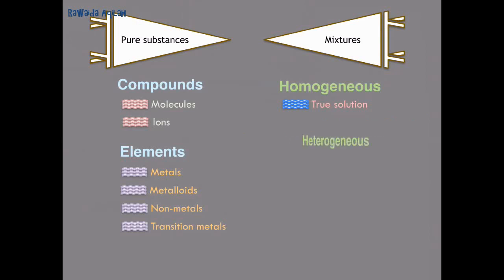The other type of mixture is the heterogeneous mixture. This type of mixture is when we're able to differentiate the substances, such as adding sand to water. We're able to pinpoint which is water, which is sand, because sand simply doesn't dissolve in water.